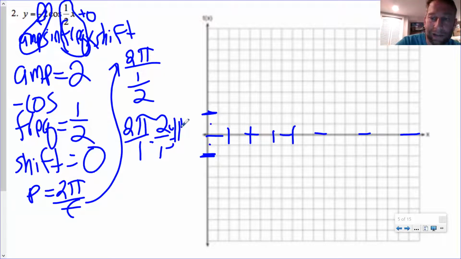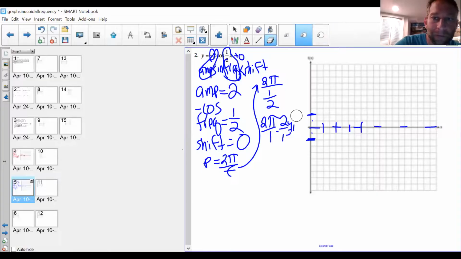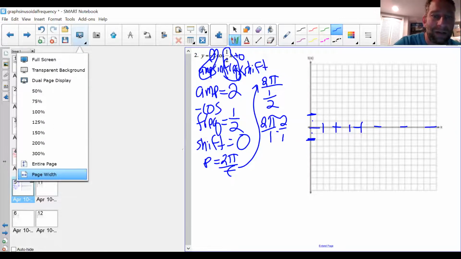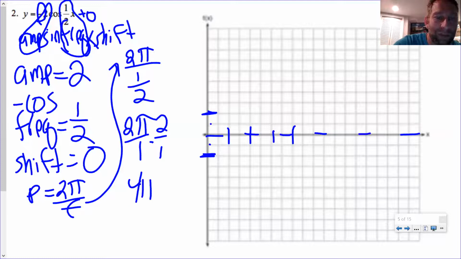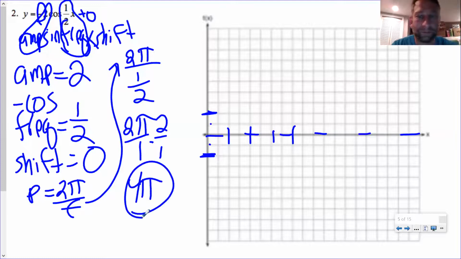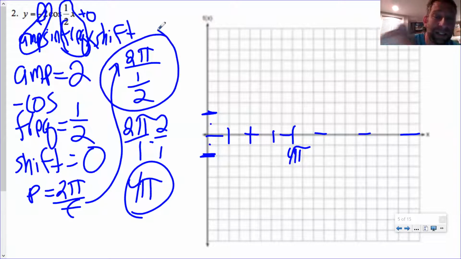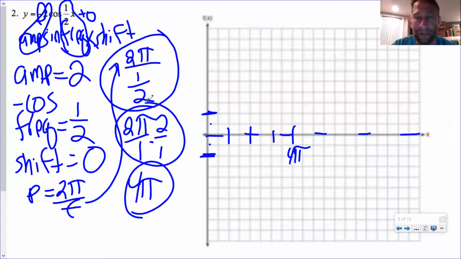And I get 2 pi times 2 is 4 pi. So 4 pi is what goes at the end here. So again, whenever I'm dividing by a fraction, this is just 7th grade algebra, I multiply by the reciprocal, I keep, change, flip, which brought me here, and then from there I get my answer. So that's the hard part.